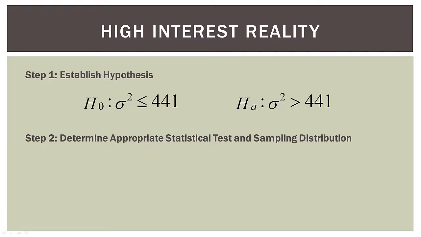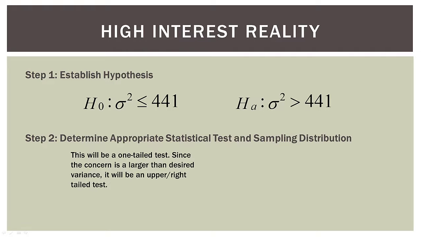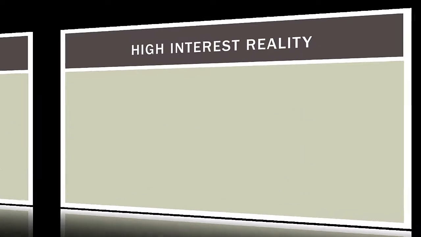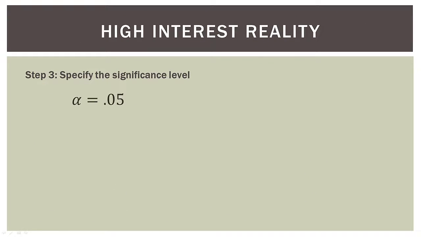Next, we'll determine the appropriate statistical test and sampling distribution. This will be a one-tailed test. Since the concern is a larger than desired variance, it will be an upper or right-tailed test. Now we will use the chi-square distribution with 15 minus 1, that's n minus 1 degrees of freedom, so 14 degrees of freedom. And of course, this is our chi-square calculation, our test statistic. Our significance level is 0.05. We already talked about that.